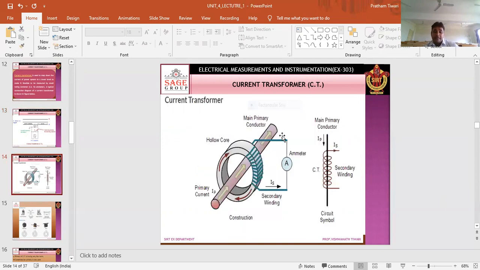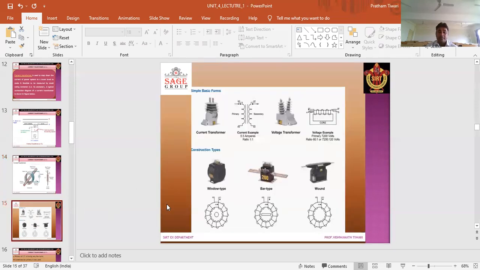Another arrangement and another diagram for the current transformer you have seen in this diagram. This is the arrangement of a current transformer. This is the symbolic representation of CT in the circuit. These are other pictures for identifying the current transformer and voltage transformer in industries. Just you have seen in this figure, this is the current transformer.